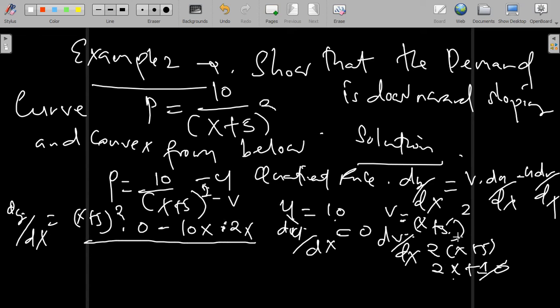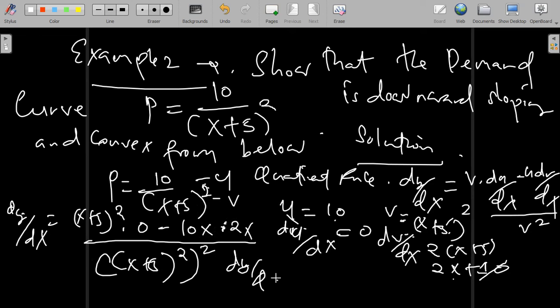Then over, remember our function is divided by v squared, so we need to take v squared. Our v squared is x plus 5 raised to the power of 2, so we raise it again to the power of 2. So dy over dx will give us 0 minus this figure here. 0 times this figure is equal to 0. 10 times 2x is equal to 20x, over x plus 5 raised to the power of 4. So this is the answer for the first order derivative of the function.